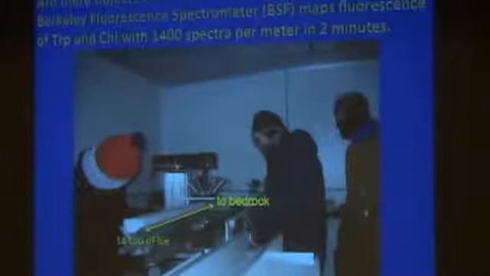And then you have to work in the dark at minus 25 to use this instrument, which we call the Berkeley fluorescent spectrometer, BFS. This is one of a series of such instruments that we have designed.